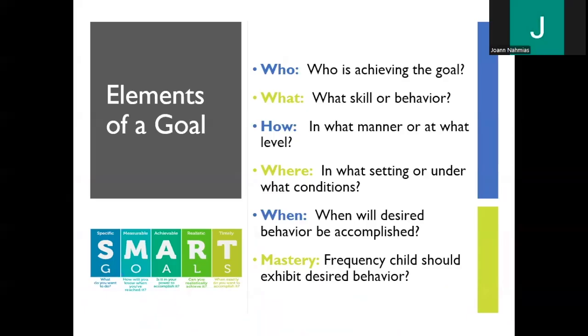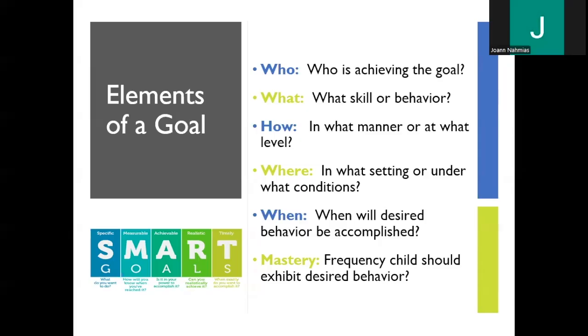When writing IEP goals, it is important to include key elements that make the goal clear, measurable, and trackable. So let's break it down. The who, this is usually the student. Who is working toward the goal? What specific skill or behavior do we want the student to learn or improve? How will the skill be demonstrated, or to what level of accuracy or independence?